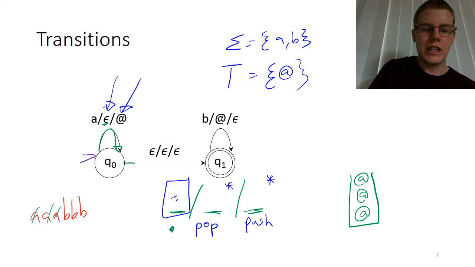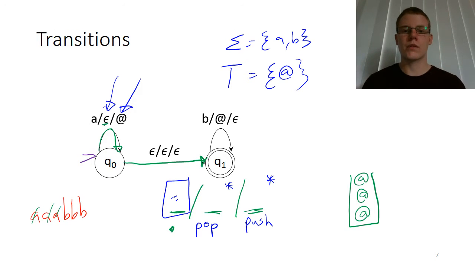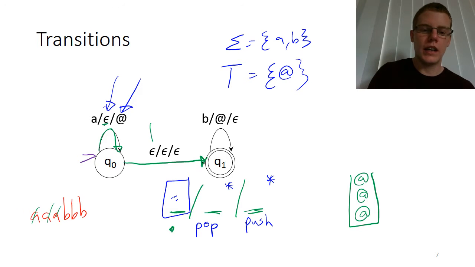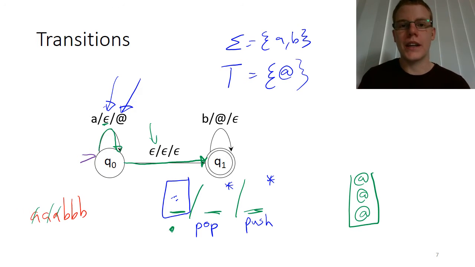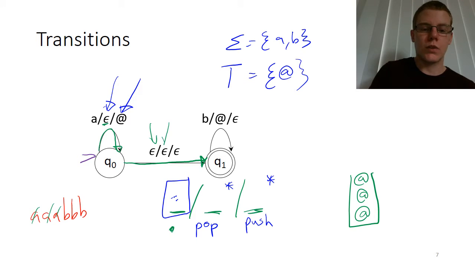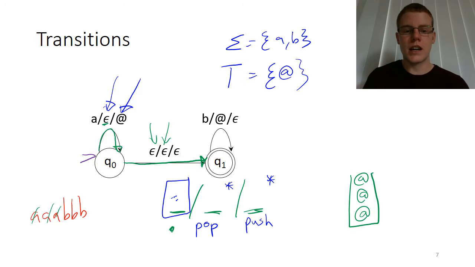This transition here is the equivalent version of just the epsilon transition before. So this transition can be taken in any situation because it doesn't require there being anything on the front of the string. It doesn't require anything being on the top of the stack, and it won't push anything onto the stack.